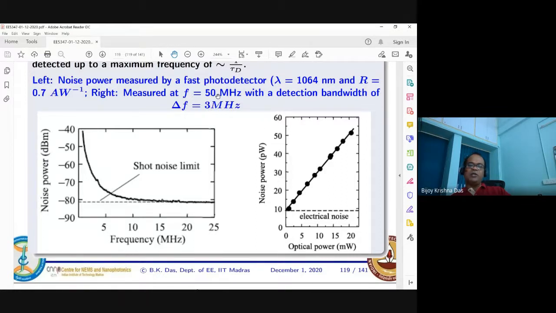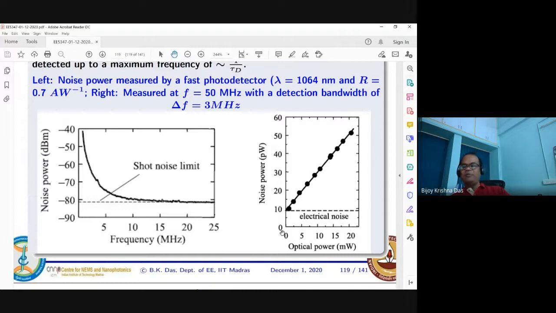You are getting noise at 50 megahertz. 50 megahertz means far away, right? Here, this is 25 megahertz and 50 megahertz. At 50 megahertz frequency, you don't have any classical noise. Only shot noise is there. At that frequency, you take a window of 3 megahertz, then whatever power is there, just integrate. That is actually the noise power you are finding.